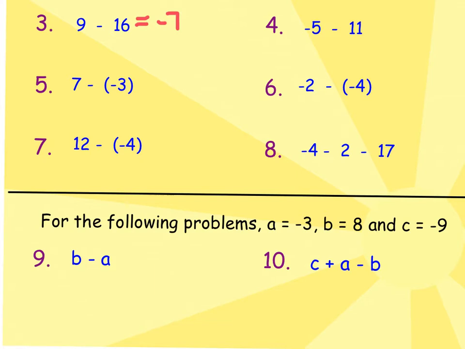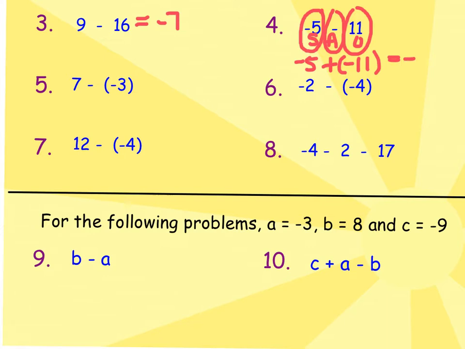Now on number 4, this is not the same type of problem as number 3, and so we're going to use SAO for this one. Let's rewrite this as an addition problem. -5 stays the same, and then we're going to change the subtraction to addition, and then the opposite of 11 is -11. Now we have just adding integers. -5 plus -11 is -16.